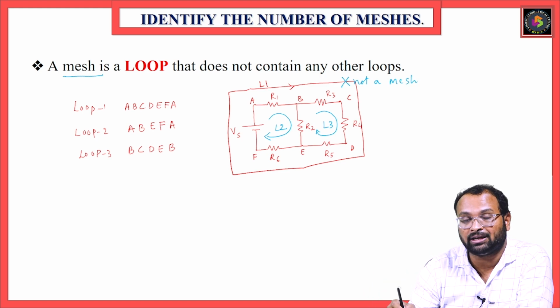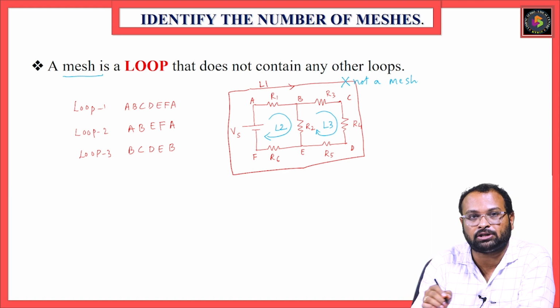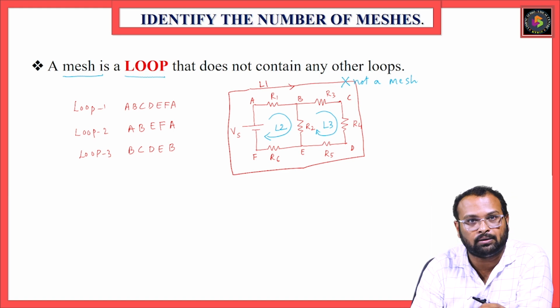Whereas L2 and L3 are not enclosing any other loops. That's why we will consider L2 and L3 as loops. So there is a difference between the mesh and loop. That means every mesh is a loop, but every loop is not a mesh.